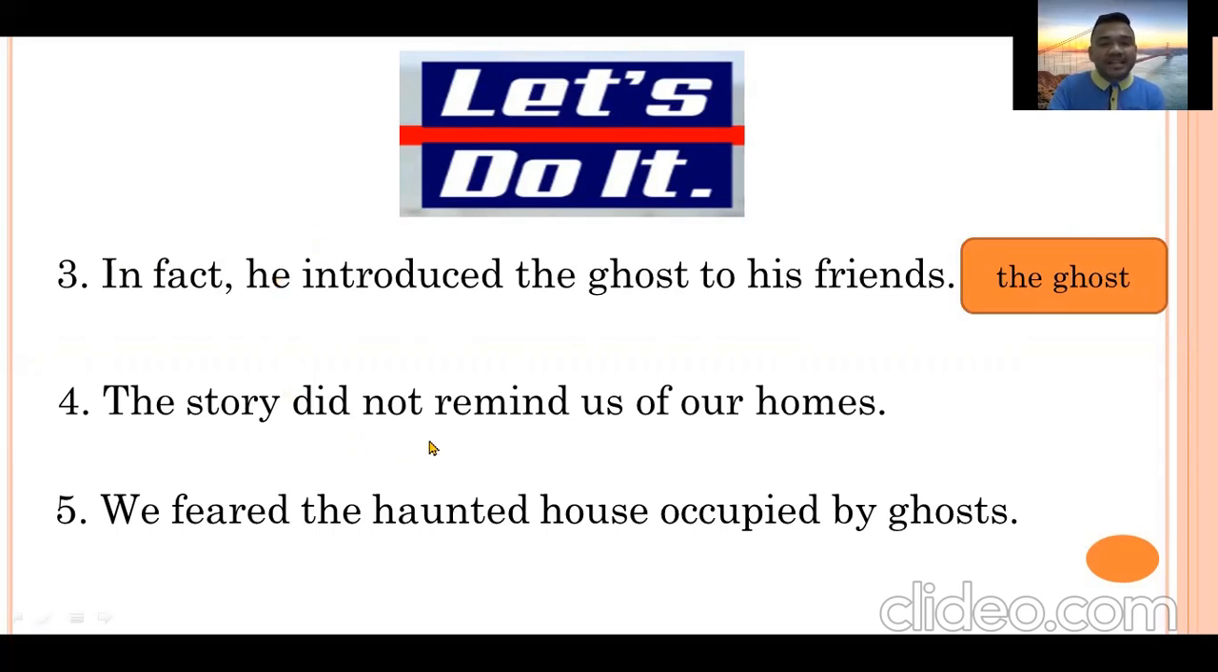The story did not remind us of our homes. Again, the story did not remind us of our homes. So what is the subject here? The story. Great job. What do you think is the verb or the action verb? If you say did, you are wrong, because did is not an action verb. Okay, so the action verb here is remind. Great job. And now, I think you know now the direct object.